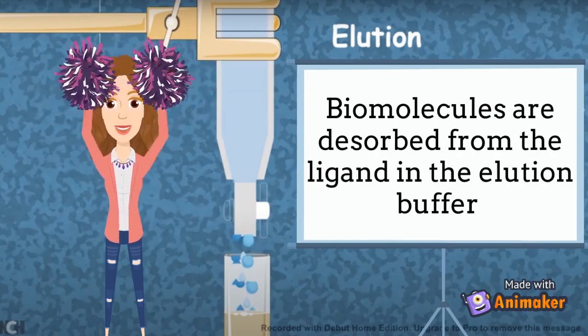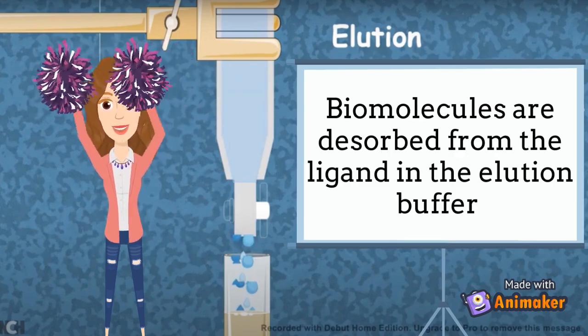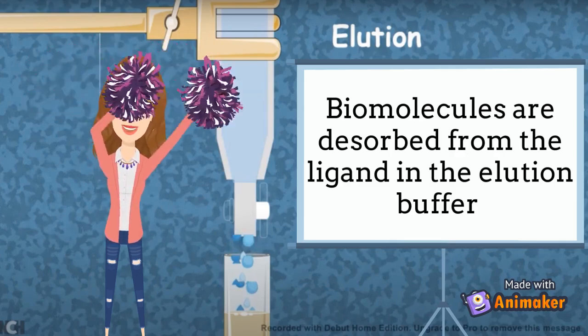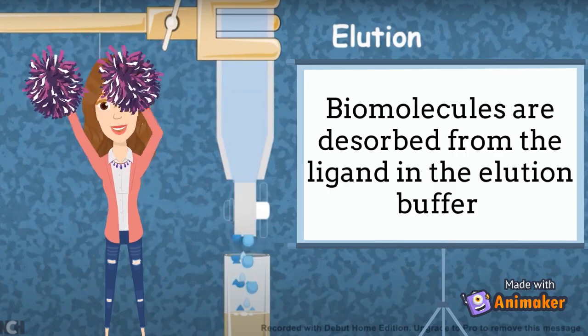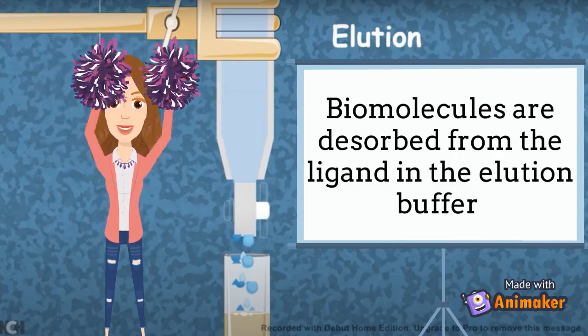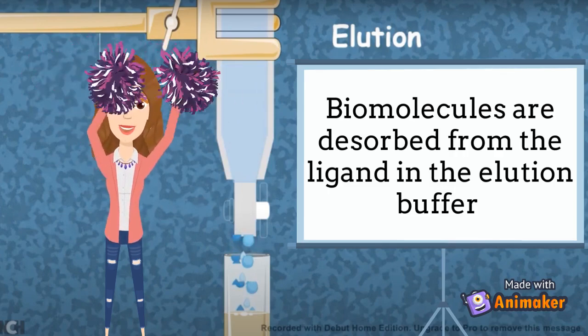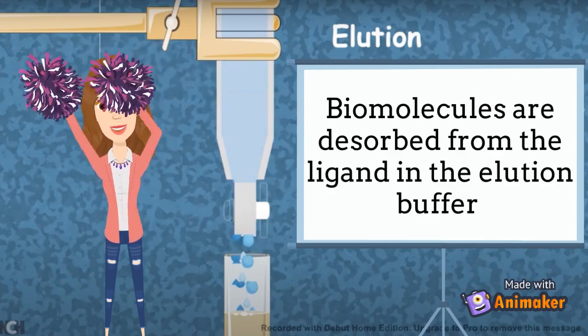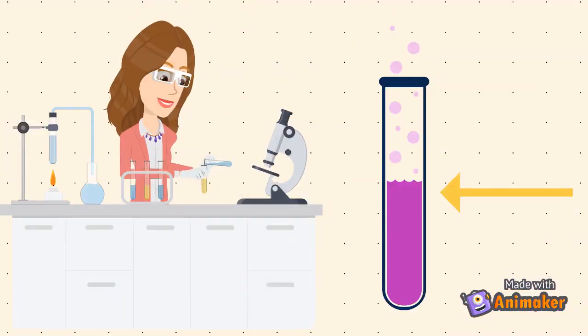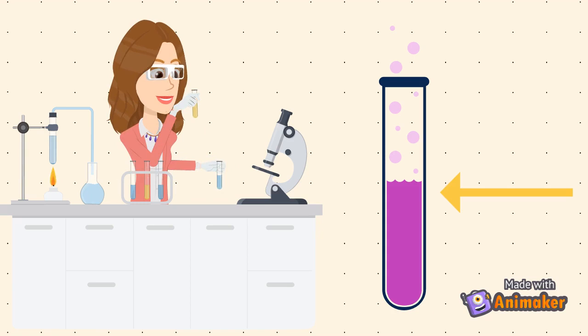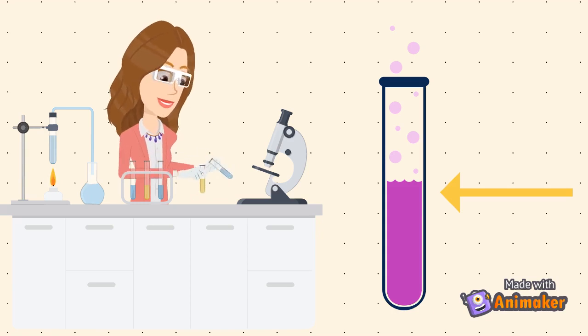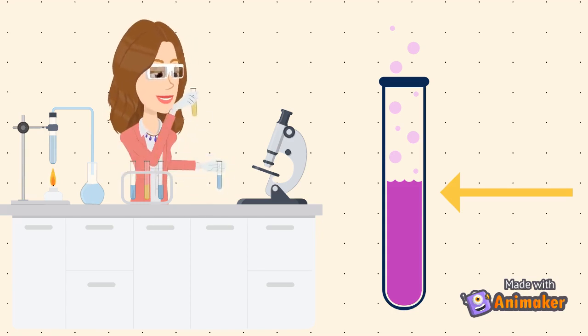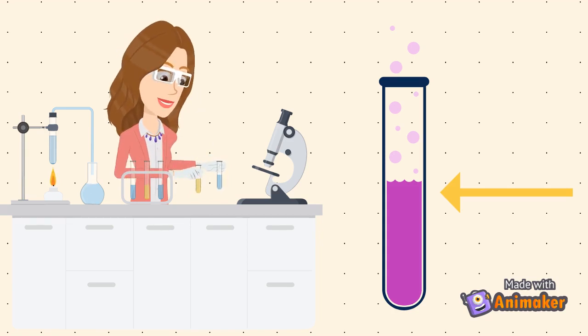In the elution step, biomolecules are dissociated from the biospecific ligand in the elution buffer by changing the composition of the buffer. Commonly, this is done by increasing the pH of the buffer. After the rest of the components are washed by an appropriate solvent, the retained molecules are removed from the support, thus achieving the purification of the original mixture.